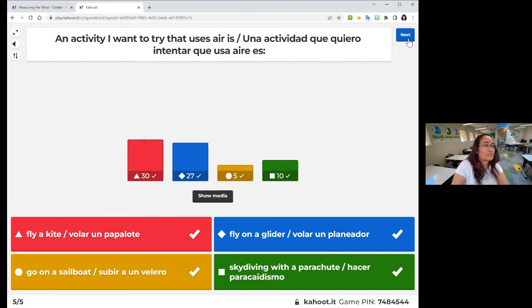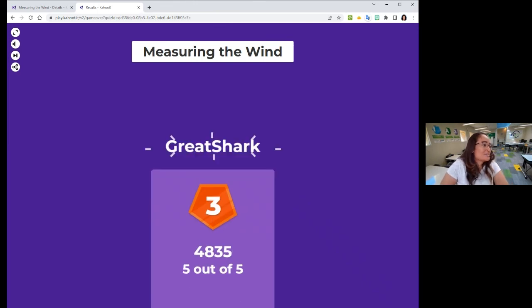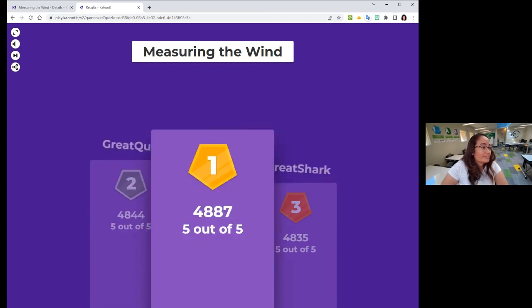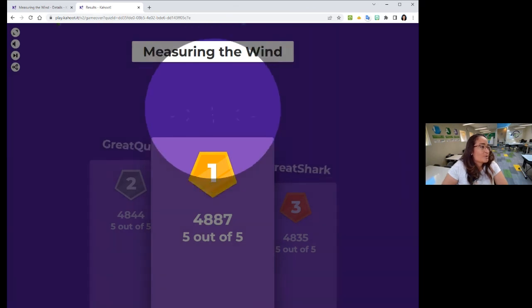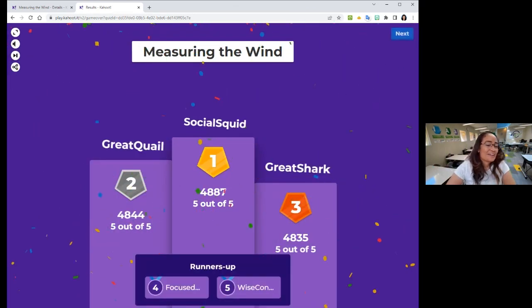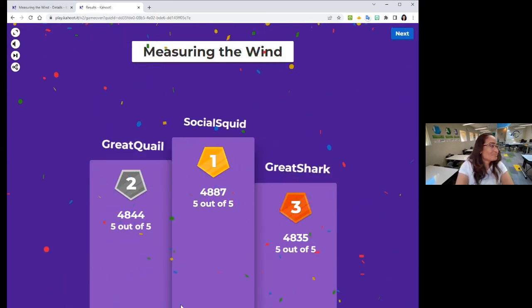Extra points for the first person answering. And so we'll see who our winner today is going to be on the podium. Great shark, number 3. Love sharks. Number 2, great quail. A lot of great animals. I think Miss Kudos might have both of these at the Living Coast. Social Squid, not surprised. All right, very good, my friends. You guys did an awesome, awesome job.